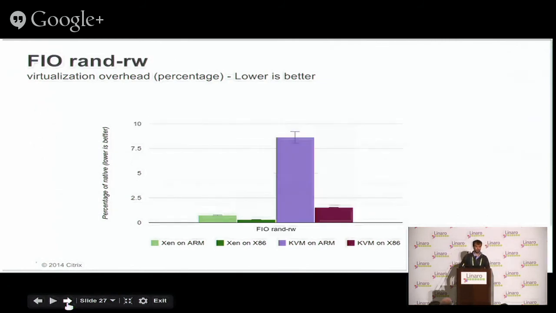Next, I ran FIO, the disk I/O benchmarking suite. I ran a random read write benchmark. In this case, Xen on x86 is the one with the lowest overhead, basically 0. Xen on ARM still does very well, I think it's 1%. KVM on ARM, not as good, 8%. KVM on x86, about 2%. So still, Xen on ARM has pretty acceptable performance on disk.